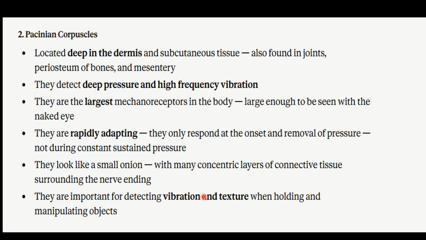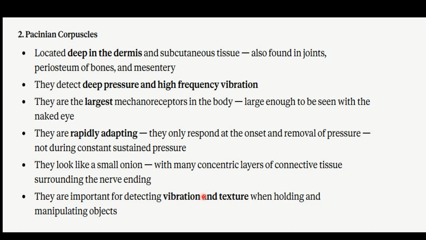They look like a small onion with many concentric layers of connective tissue surrounding the nerve ending, and they are highly important for detecting vibration and texture when holding and manipulating objects. Clear? So this is the second part.